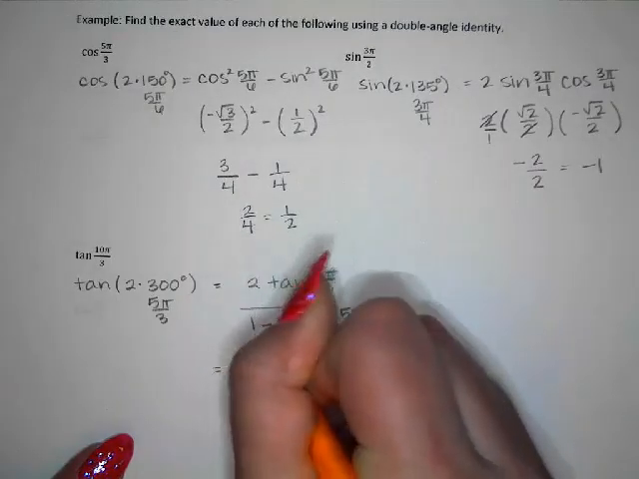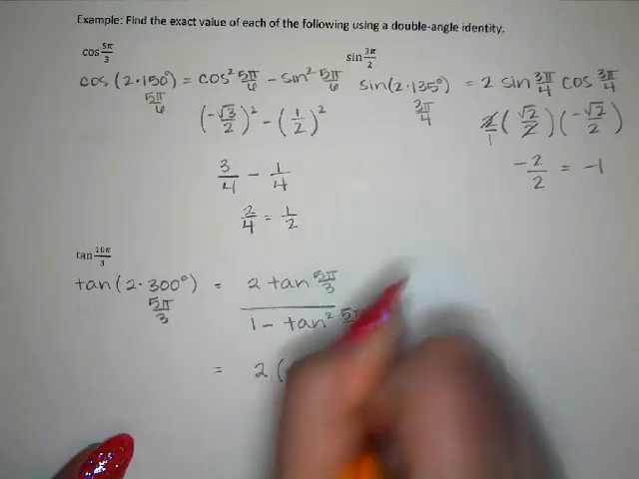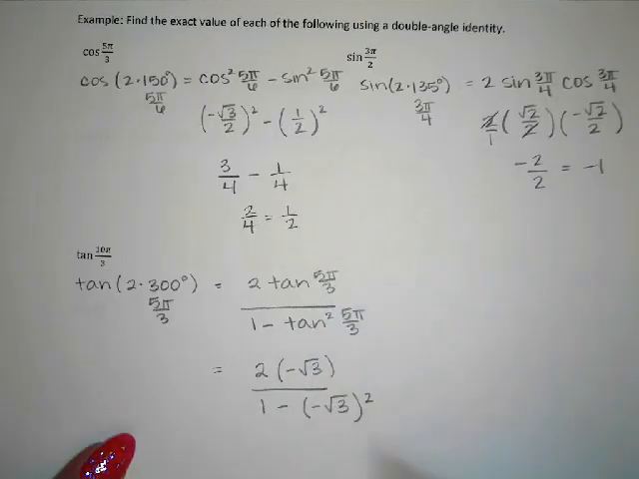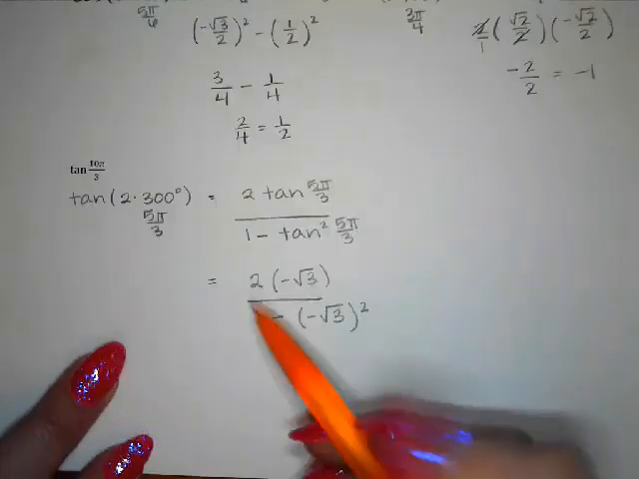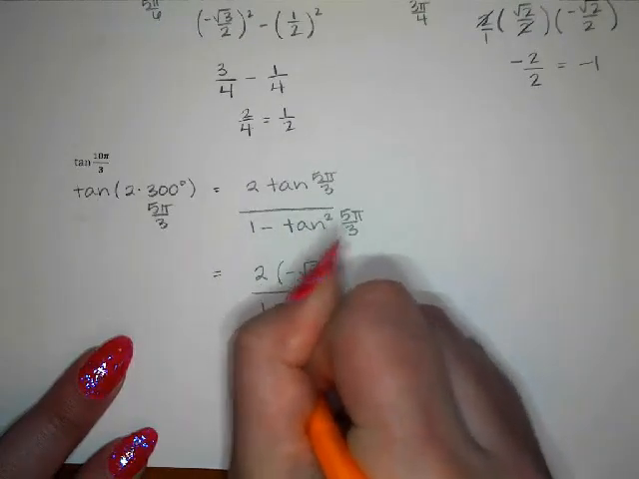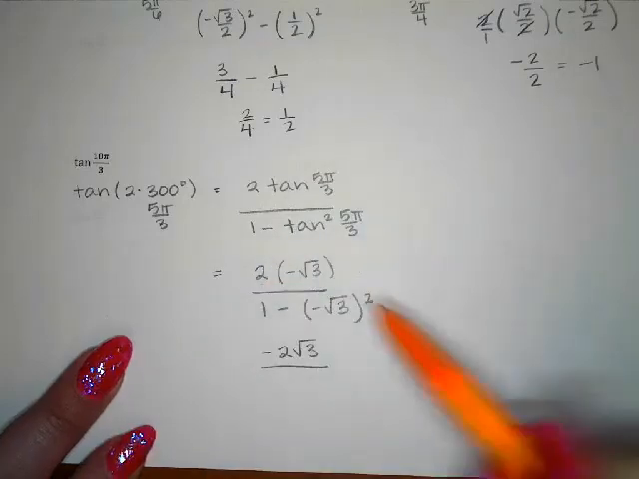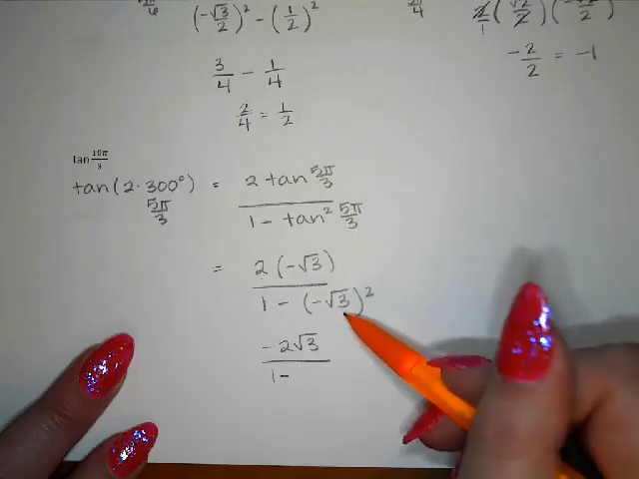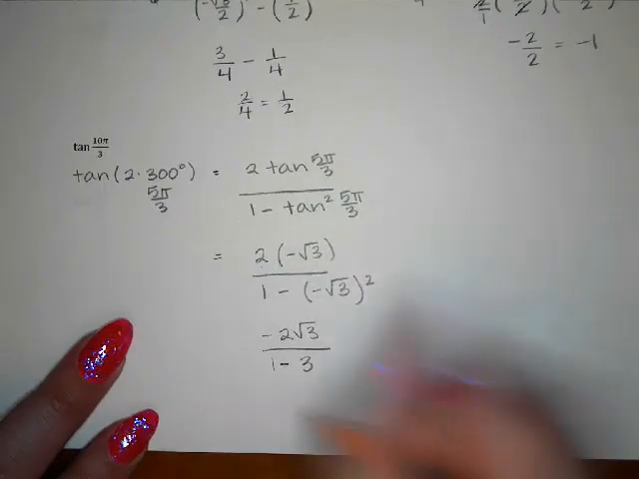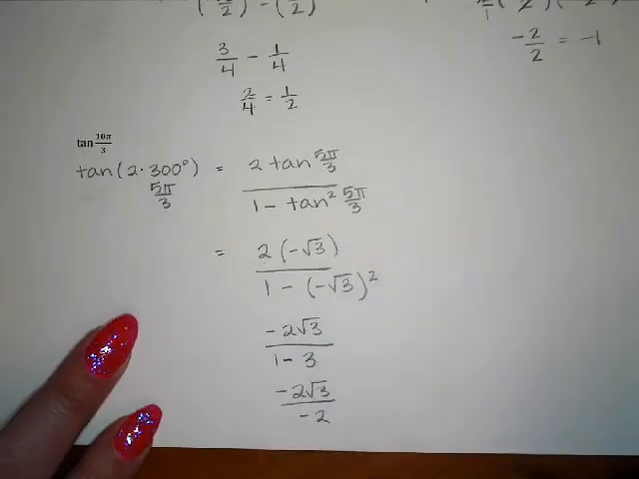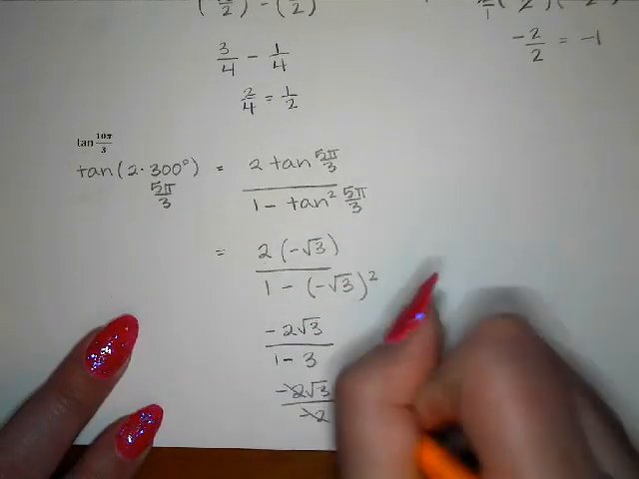So 2 times negative root 3 divided by 1 minus negative root 3 squared. And so 2 times negative root 3 would just be negative 2 root 3. And then down here I have 1 minus negative root 3 times negative root 3 is positive, and then root 3 and root 3 is just 3. So that's negative 2 root 3 on the top, 1 minus 3 on the bottom is just negative 2. And then negative 2's cancel, and we are just left with the square root of 3.